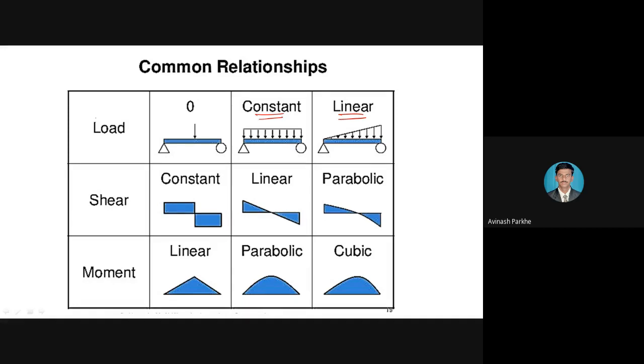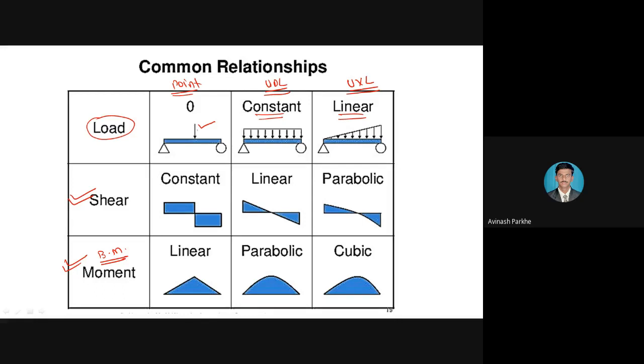Therefore here you can see in the first column the type of load is there. The first one is a point load, and the figure of the point load is given here. The second column is applicable for the UDL, and the figure is also given. The third column is applicable for the UVL, and its figure is also given. Now, the second row indicates the shear force, and the third row indicates the moment, also called the bending moment.